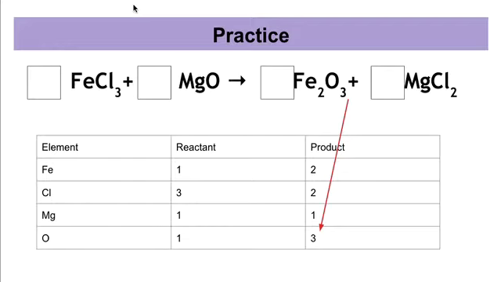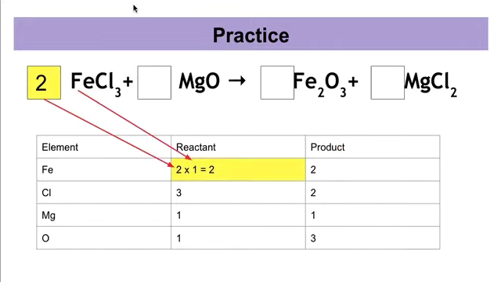Again, now we can take a look at this, and we can see that iron, chlorine, and oxygen are not balanced. Only magnesium is. Next step I want you to do is to try to balance this. So again, you can pause this video and come back and see how it goes. I will walk you through the rest of it.